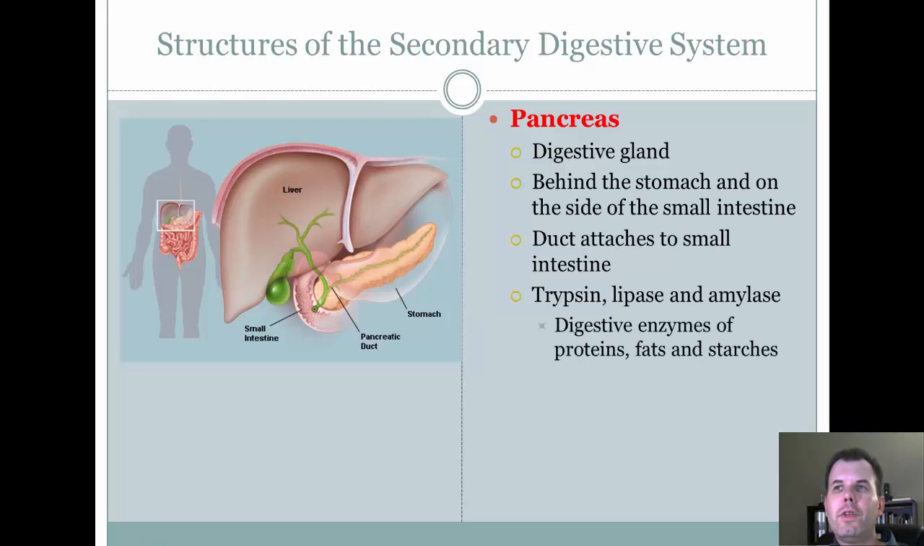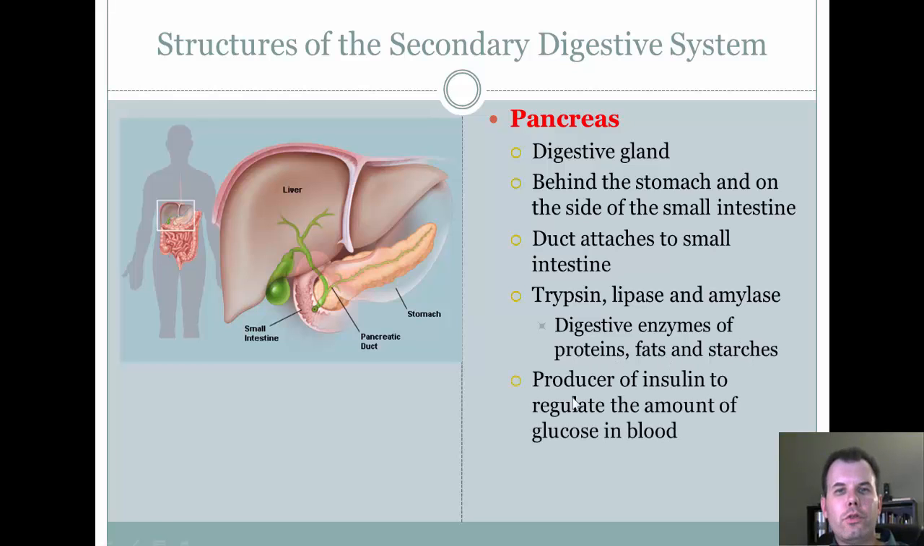Contains things like trypsin, lipase, which breaks down fats, and amylase, which breaks down starches, and again helps break down proteins, fats, and starches in the body. And again, a big producer of insulin, which regulates the amount of glucose in the blood.